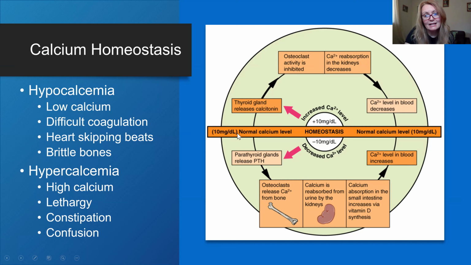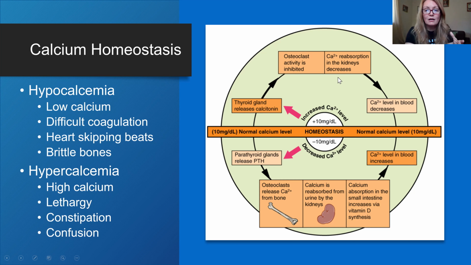Now, if the calcium level goes up, more than 10, then the thyroid gland releases calcitonin. Calcitonin affects osteoclasts and it inhibits them. And remember what osteoclasts do? They dissolve your bone. So osteoclasts are constantly dissolving your bone, and all this calcium from your bone goes to your blood. Now we have enough calcium already, so we need to inhibit osteoclasts. So that will be our calcitonin.